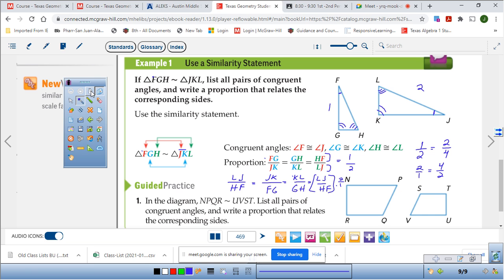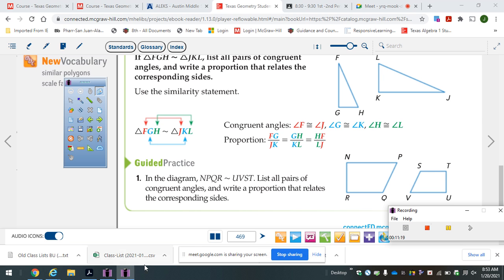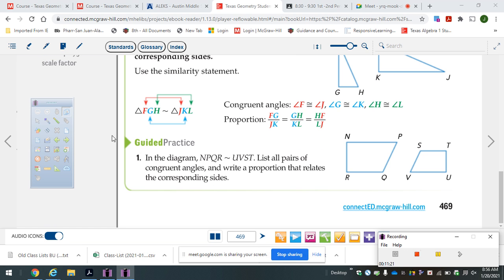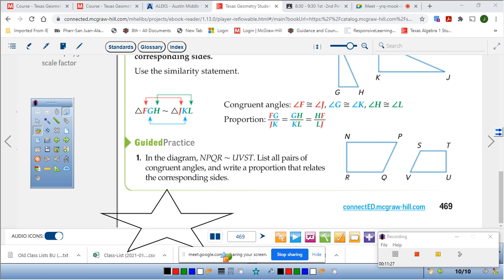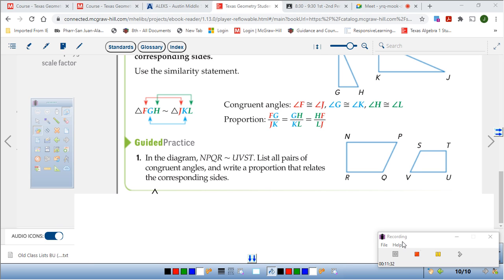Okay, go ahead and let's try number 1. Copy that one down real quick. Try number 1 real quick. Same idea. Let's just go ahead and name it in order, right? I'm going to cover the bottom down here. I think it gives us enough room. Okay, the diagram, this 4-sided figure is similar. One line means similar. Don't forget that. List all pairs of congruent angles in red, and a proportion that relates corresponding sides.